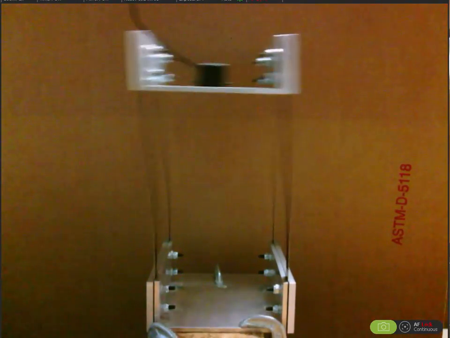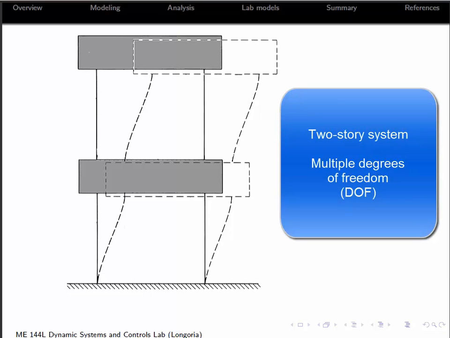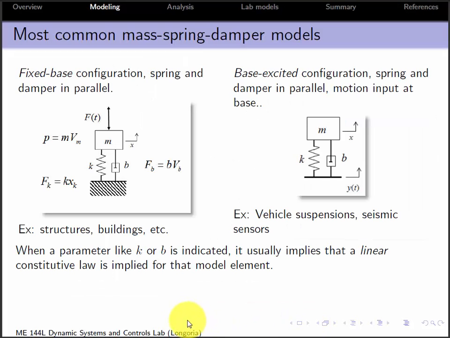A follow-up lab will introduce an additional degree of freedom by studying a two-story building model, so we can see what it takes to model and analyze systems with multiple degrees of freedom. What I'm showing here are two different configurations that are helpful to think about in the context of these labs that we're going to have here.